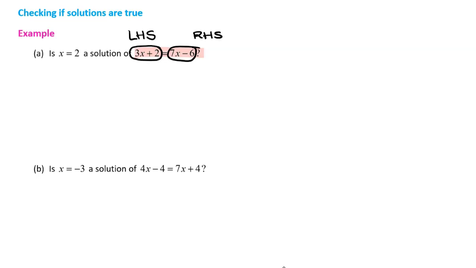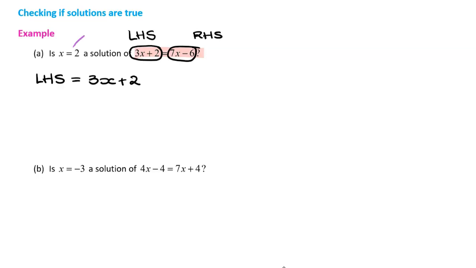In order for x equals 2 to be a solution to this equation, that must mean if we substitute in x equals 2 into the left-hand side, and separately substitute x equals 2 into the right-hand side, they must both be equal. So whatever we get for the left-hand side must be equal to whatever we get for the right-hand side. This is how I'd like you to lay it out. First off, let's write LHS for left-hand side, and let's write down what that was, 3x plus 2.